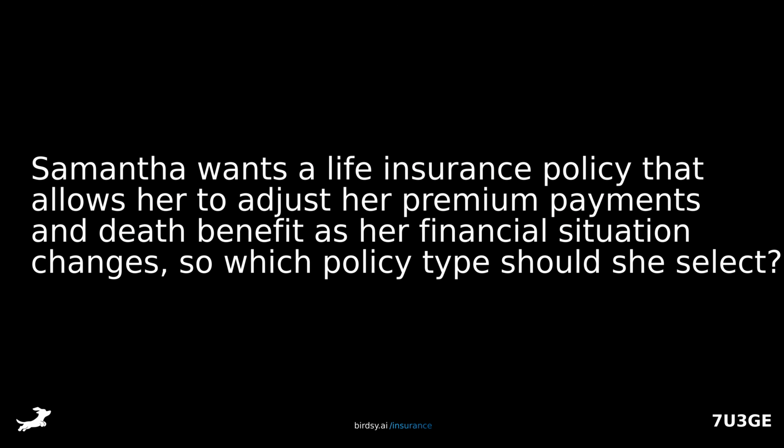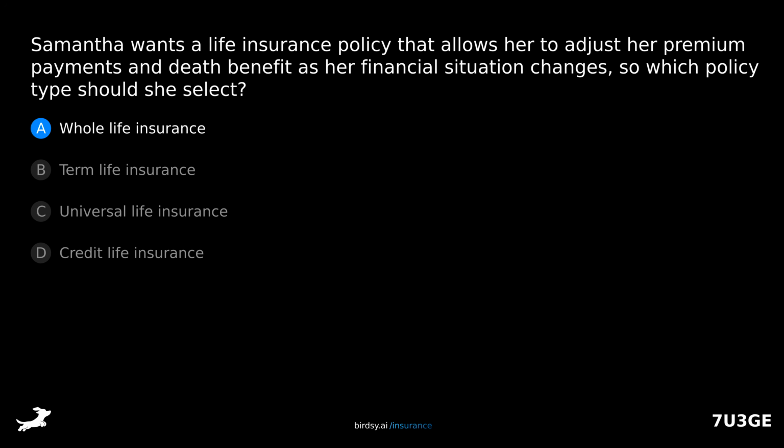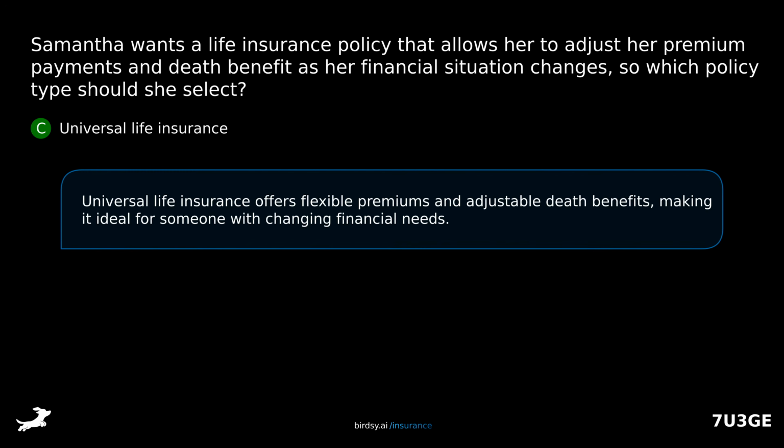Samantha wants a life insurance policy that allows her to adjust her premium payments and death benefit as her financial situation changes. So which policy type should she select? Is it A, whole life insurance, B, term life insurance, C, universal life insurance, or D, credit life insurance? The correct answer is C, universal life insurance. Universal life insurance offers flexible premiums and adjustable death benefits, making it ideal for someone with changing financial needs.